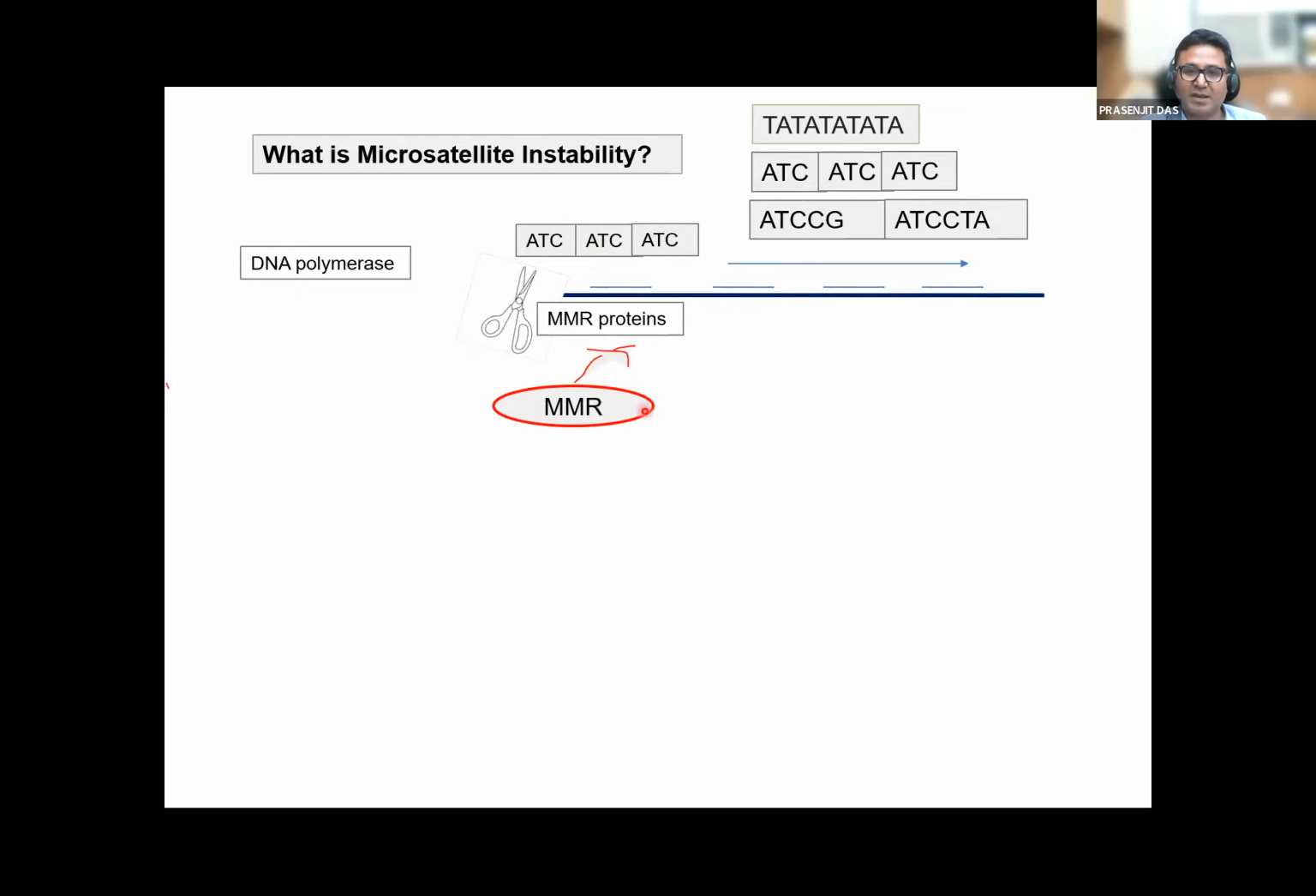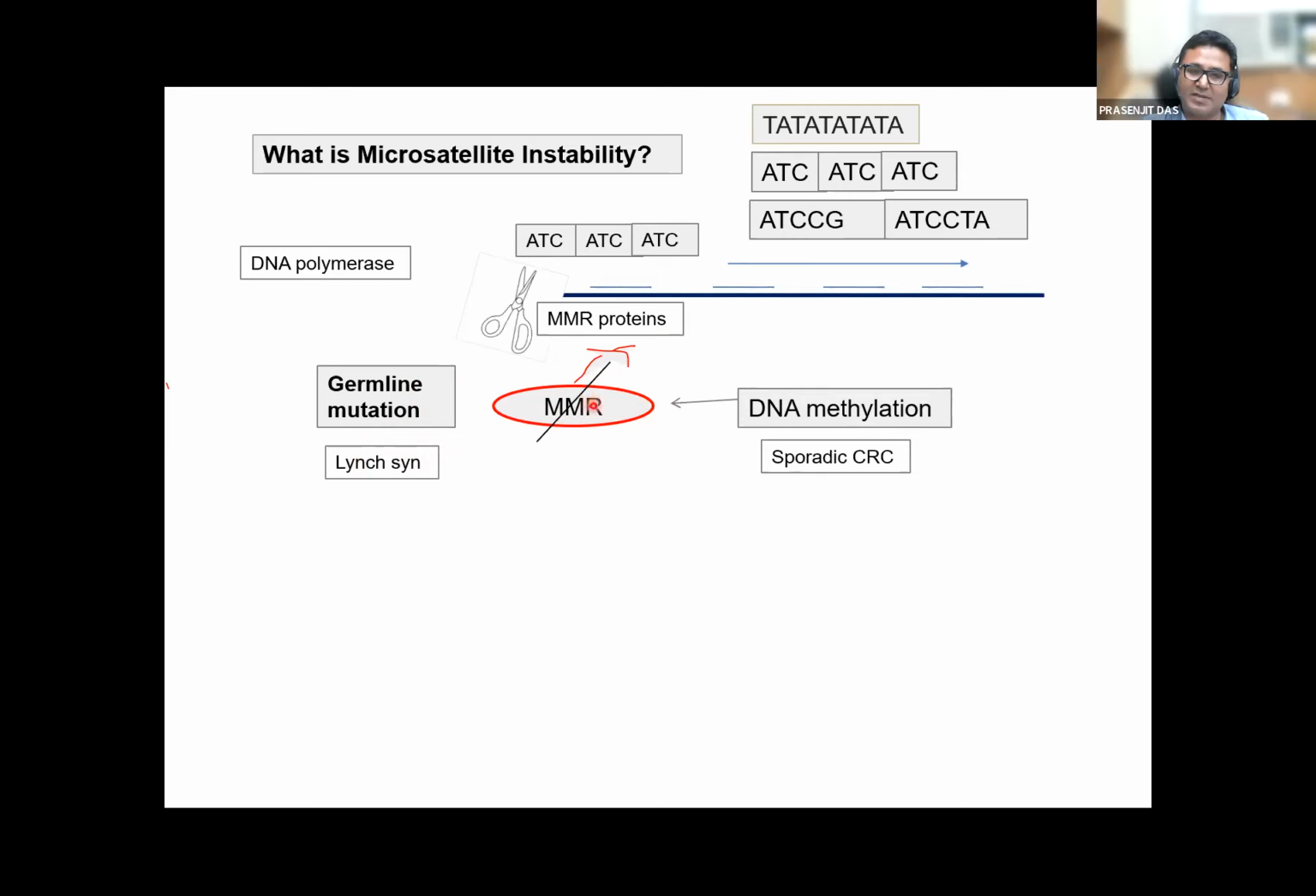For that, MMR proteins are important. MMR proteins are basically acting as a doctor which corrects the genetic or DNA abnormalities during replication, and the MMR gene is very important. The MMR gene may not work if there is a germline mutation, which we commonly see in Lynch syndrome. There can be another scenario where there is no genetic mutation, but the MMR gene activity can be stopped or prevented, and MMR protein can be lost on IHC analysis. That phenomenon is called DNA methylation, and we commonly identify it in sporadic colorectal carcinomas.